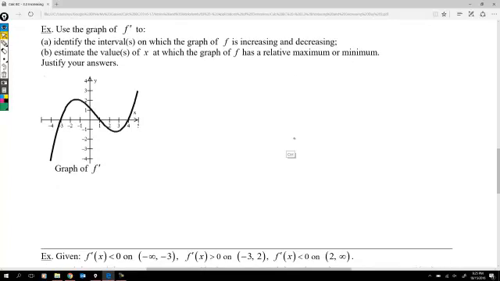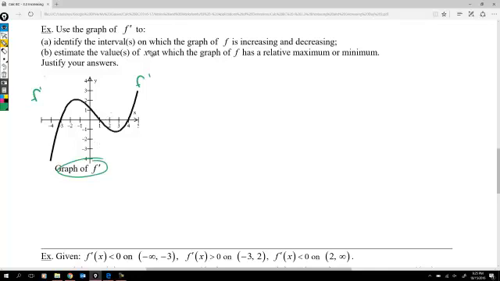All right, so we're looking at the same thing here, but in a different way. This time we're looking at a graph, and this is the graph of f prime. I'm going to write that a couple times just to remind myself. This is not the original function, this is the derivative graph.